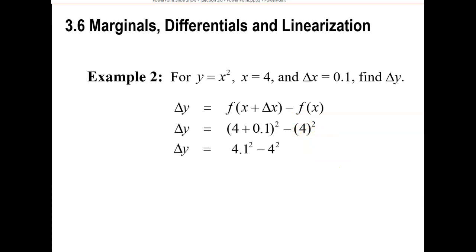That's 4.1 squared minus 4 squared, 16.81 minus 16, or 0.81. So in other words, when x changes by 0.1 from being x equals 4, y changes by 0.81.